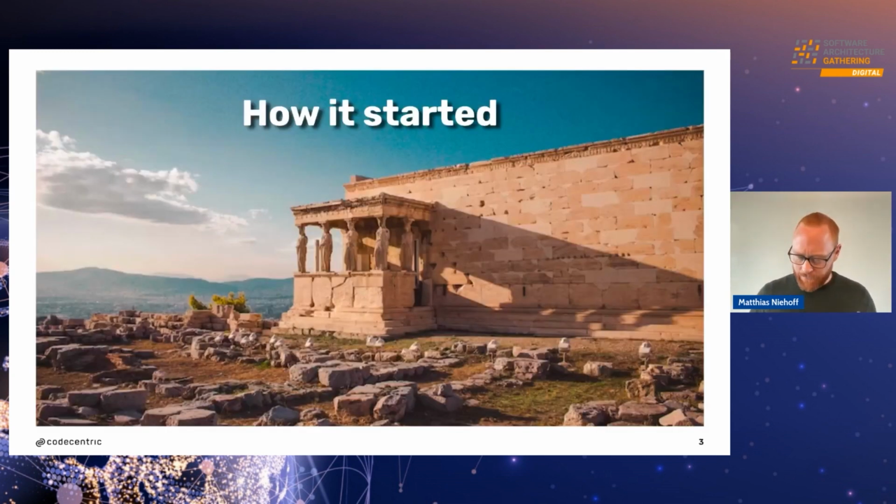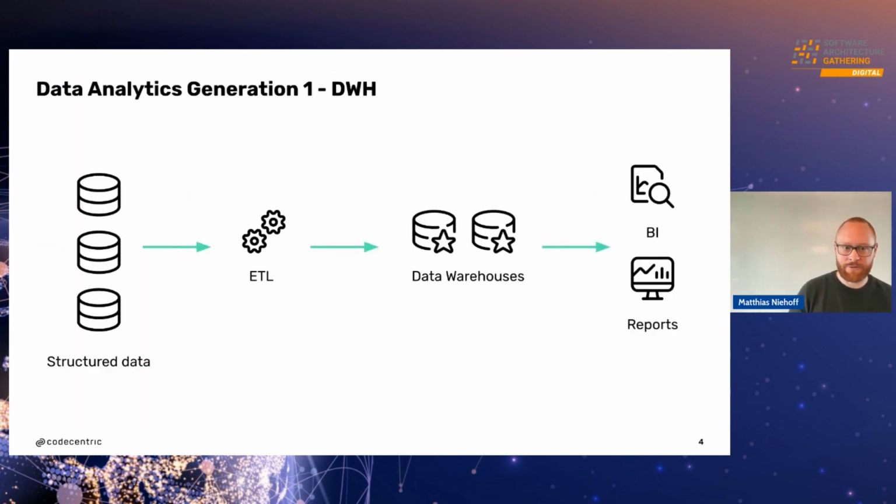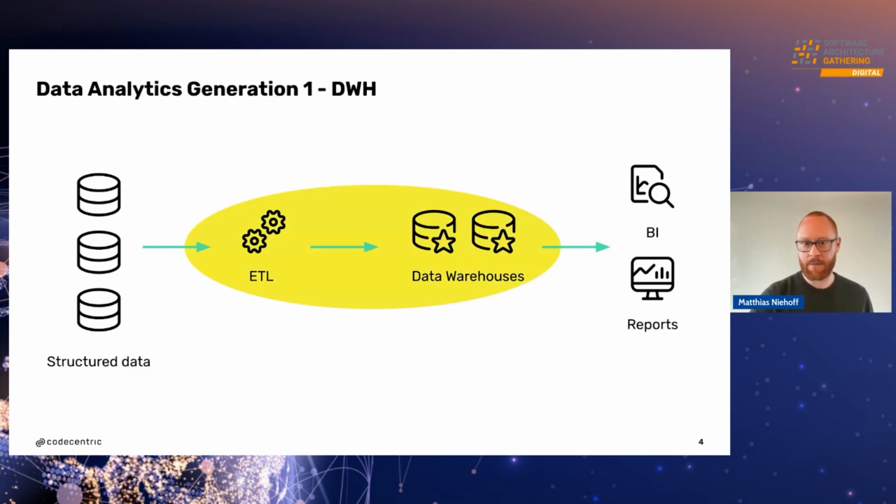This is going to be quite a ride for the 40 minutes, roughly. So how did it start with all the data stuff? The first thing we did years ago, I guess it started in the 60s, was data warehouses. We have structured data in some databases, doing some ETL processes, storing the data in a data warehouse and doing BI and reports on it. Still pretty common and not wrong at all, but a pattern that emerged pretty early. It is pretty widespread.